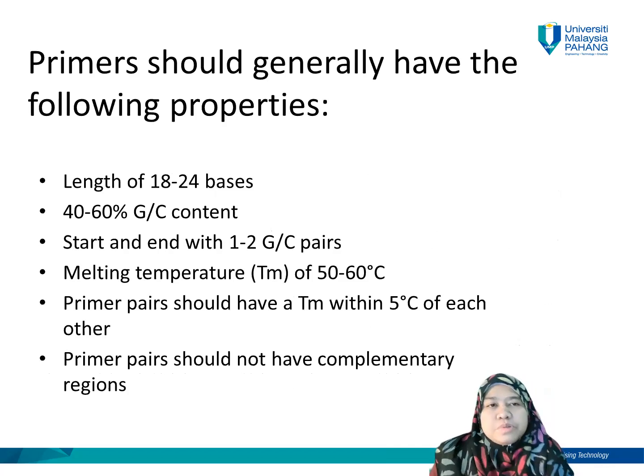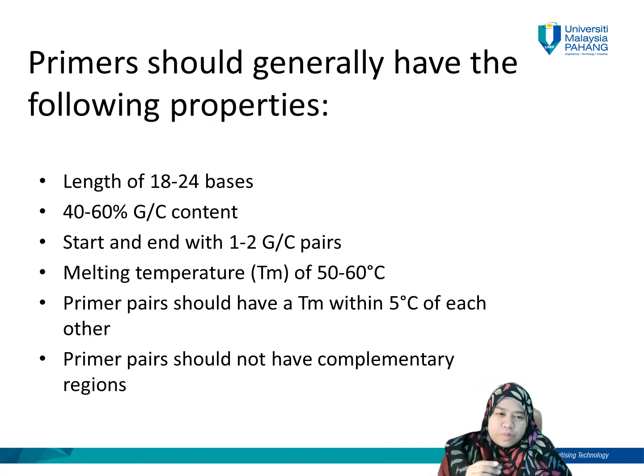Primers should generally have the following properties. Length should be around 18 to 24 bases to ensure the specificity as well as the stability of the binding of the primer to the template. The second, it should have 40 to 60% GC content.